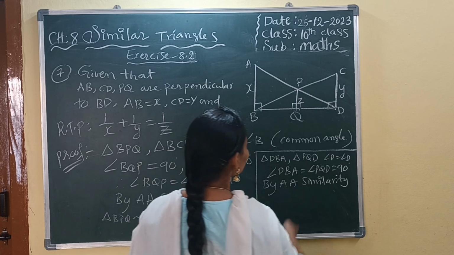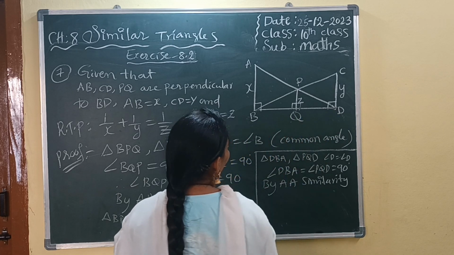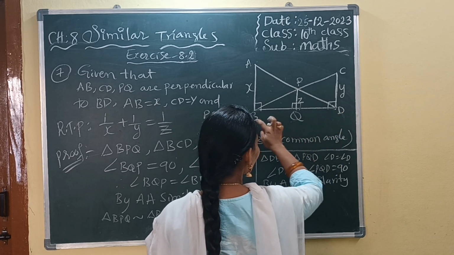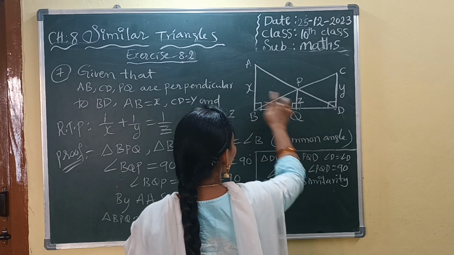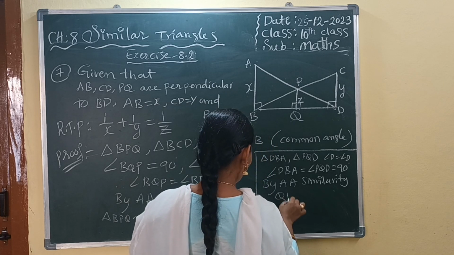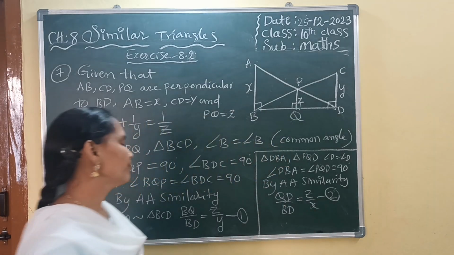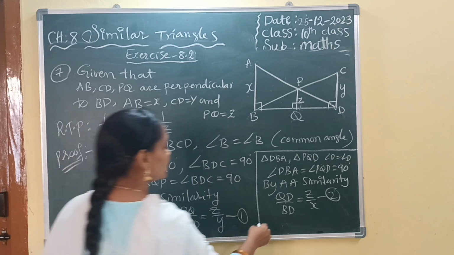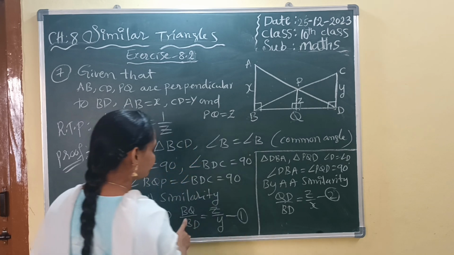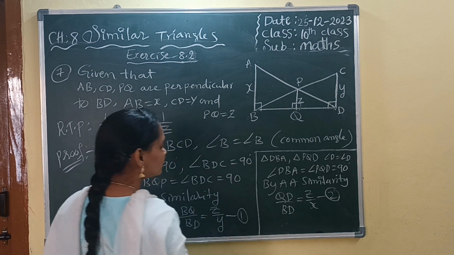Here we can write DQ by BD, that is QD by BD, is equal to Z by X. Let us say equation 2. Now add equation 1 and 2. If you add equation 1 and 2, then BQ by BD plus QD by BD is equal to, we can write, the right side, Z by Y plus Z by X.